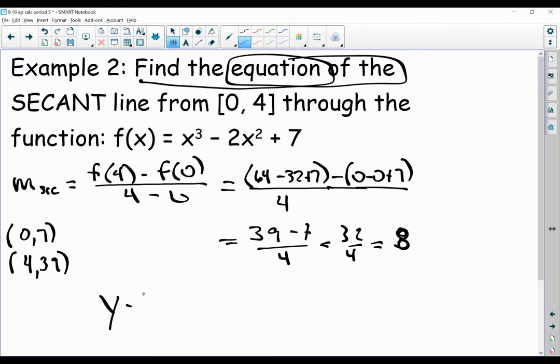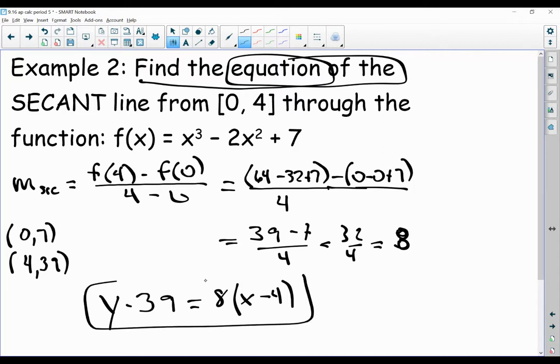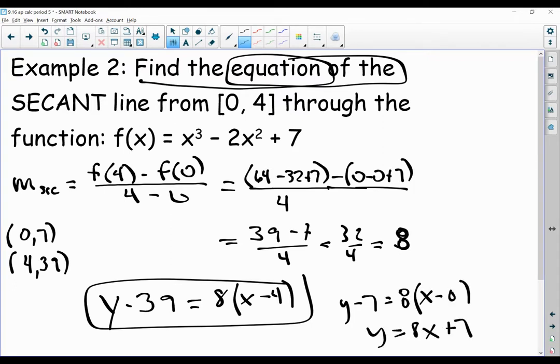So I'm actually going to use my second point: y minus 39 equals 8 times x minus 4, just to kind of switch things up with you. You could also have y minus 7 equals 8 times x minus 0 if you want to write that in point slope form, or you could have y equals 8x plus 7. Any of those equations are going to work. Point slope form is going to be the fastest way to do what they ask you to do and move on. Solving for b, if you don't have the y-intercept, can get really annoying, especially with fractions involved. So point slope form is your best friend. Okay, I'm going to stress that a lot.